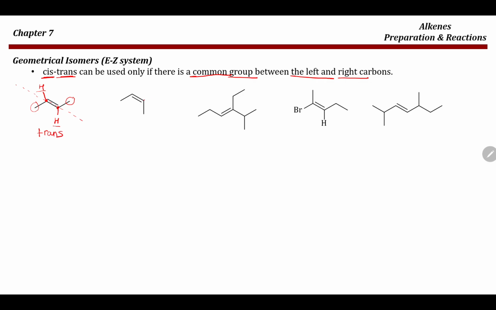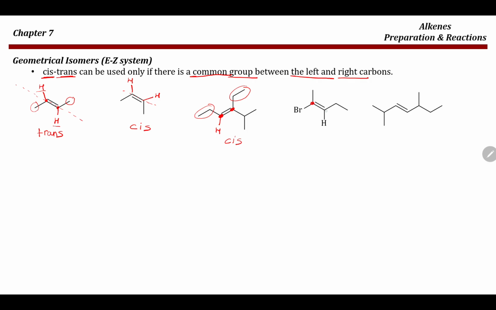Whereas for example here, if I have two hydrogens, those will be on the same side. So this is cis. Again, if I try to find a common group between the left and right carbons here, starting with this point here, the only common group which I can see is this and this. This is common between left and right. So those are on the same side. This is cis.